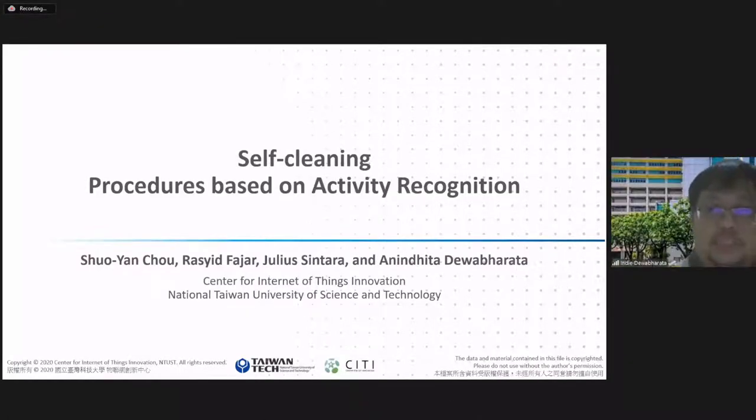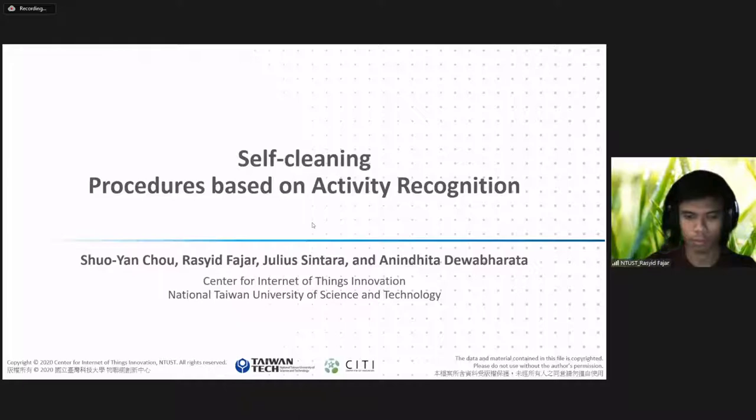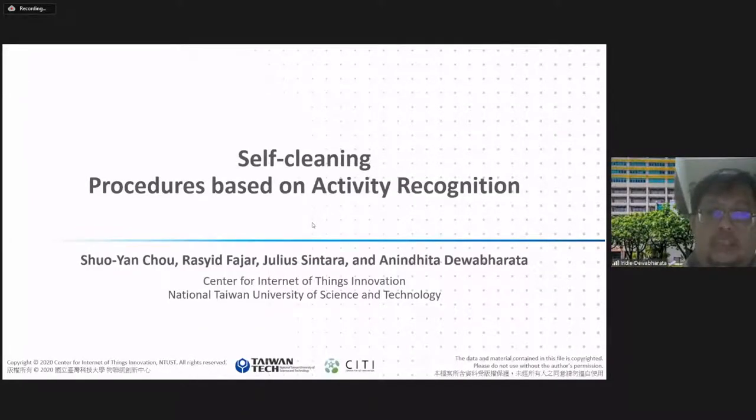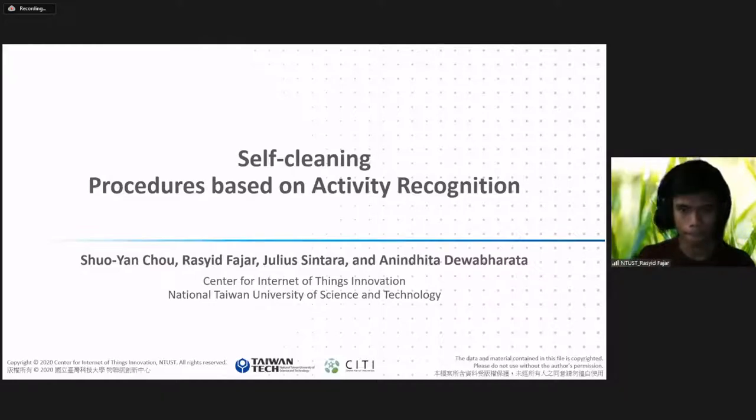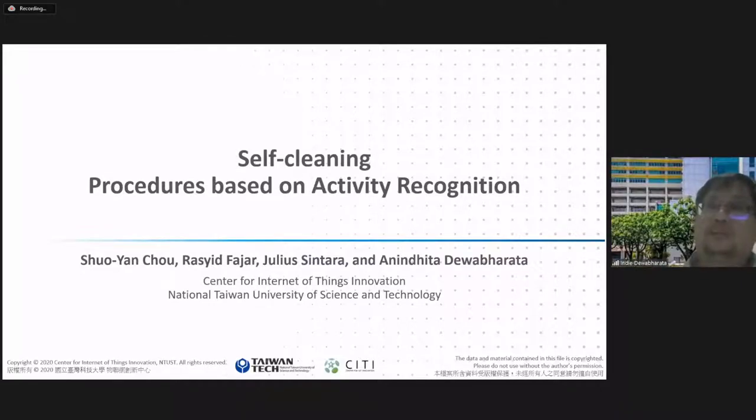Okay. So in this presentation, we will explain about the self-scanning procedure based on activity recognition. In this research, we study how to recognize activity in the cleaning room. In some factories, before you come to the cleaning room, the room for doing assembly, you need to wear a suit and clean yourself first, like what the professor explained before. Usually this procedure is conducted manually. Someone cleans their head, both hands, their body and their feet, and then someone will check it.